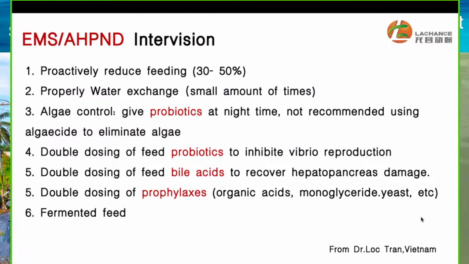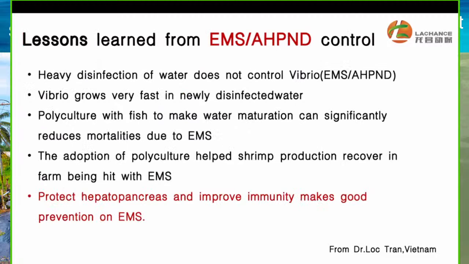For the next part, I want to share with you some lessons we learned from the EMS and HPND control, and things we need to pay attention to. For the first one, I want to emphasize that heavy disinfection of the water does not control the vibro. I know some shrimp farmers, when they are facing vibro problems, want to disinfect the water and try to kill all the vibros, but it's not a good idea, because the vibro will grow very fast in newly disinfected water. So I don't suggest heavy disinfection. Just take the interventions I mentioned on the last page.